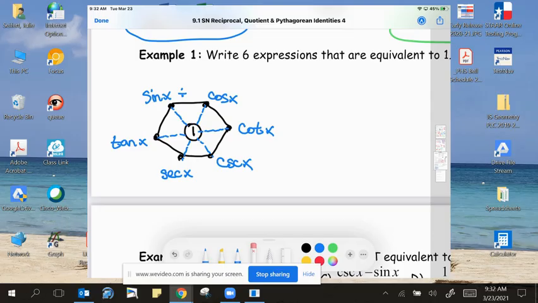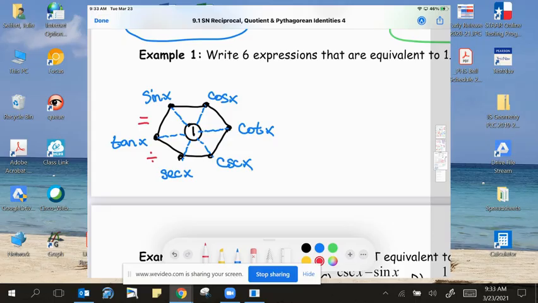Okay? Now, the beauty of this is that the relationships work all the way around this hexagon. Meaning, we already talked about how tangent x was equal to sine x over cosine x. We remember, too, that cotangent x is equal to cosine x divided by sine x. That relationship works all the way around the hexagon. Okay? So, for example, sine x is equal to tangent x divided by secant x.